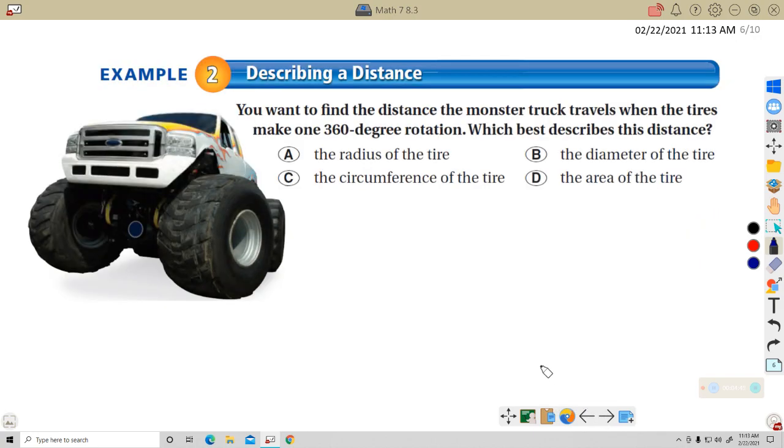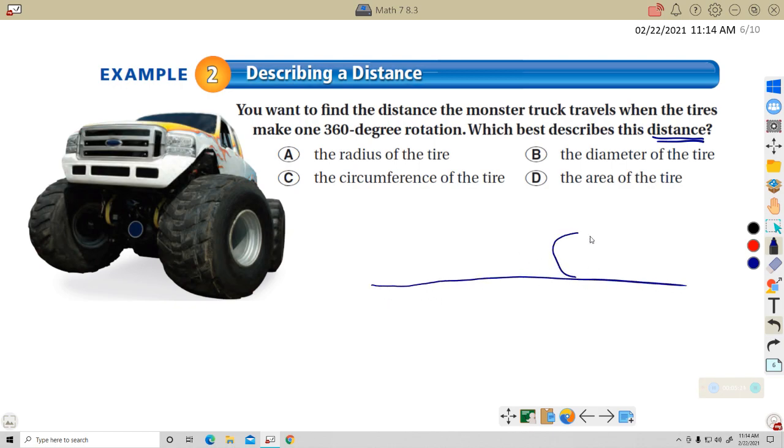Example 2, describing a distance. You want to find the distance the monster truck travels when the tires make one 360-degree rotation. That means it goes all the way around one time. Which best describes this distance? The radius of the tire, the diameter of the tire, the circumference of the tire, the area of the tire. Now there's a couple of clues here. First of all, we're talking about distance here, right?